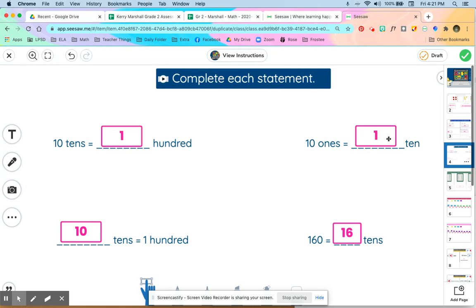10 ones is a 10. Again, some kids put 10 ones equals 10 tens. That's not correct. 10 tens is 100. So they really had to make sure that they had the right label. 10 tens is 100, and 160 is actually 16 tens.